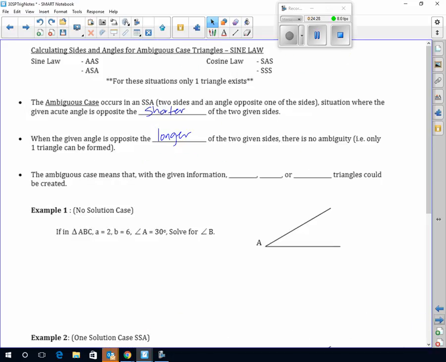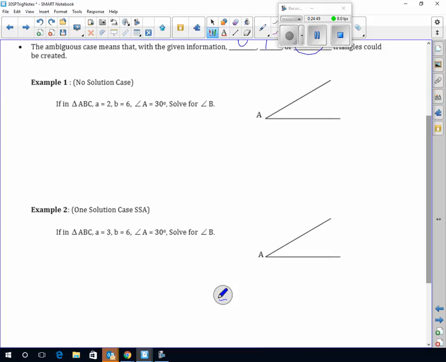Okay, the ambiguous case means that with the given information, 0, 1, or 2 triangles could be created. That just means that the ambiguous case is possible. The ambiguity comes when there's actually two triangles, right? Okay, so I'm telling you ahead of time that this is a no solution. We're going to solve for B. So we're not going to measure this, you guys. We're just going to do a quick sketch, okay?